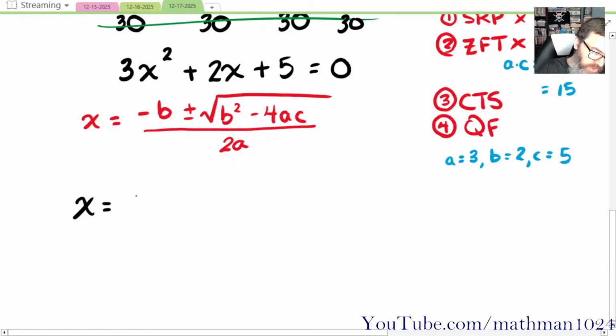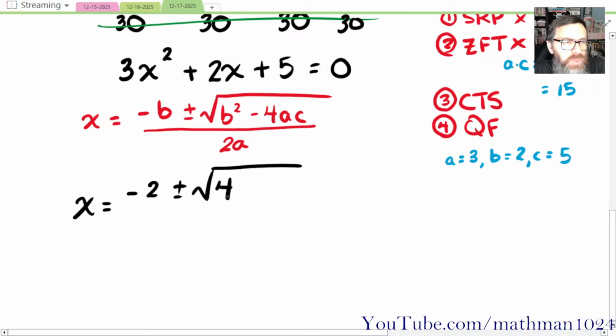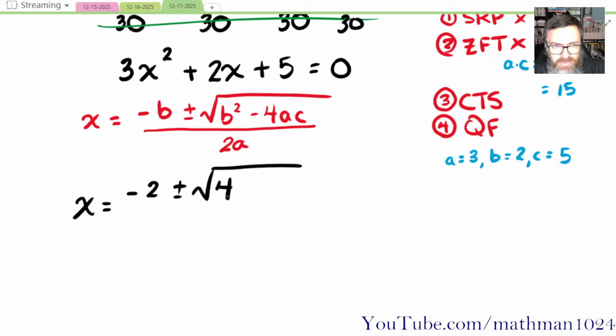So my solutions will be negative b, so that's going to be negative 2, plus or minus the square root. b squared, again, b is 2, and when you square that, you're going to get 4. Here's something to keep in mind about b squared. b squared is always going to be positive. Even if your b value is negative, when you square a negative, that's going to give you a positive.